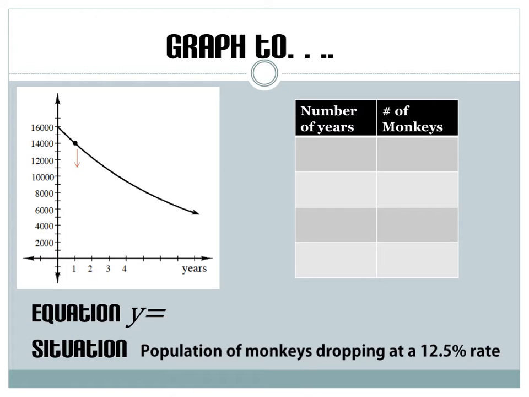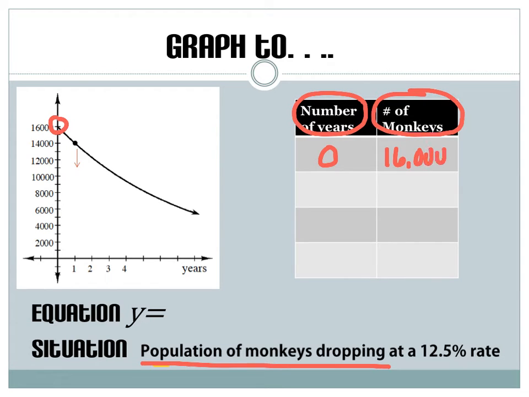Here with our graph, I decided that the situation was going to be that the population of monkeys was dropping at a certain rate, and I will talk about how I figured out that it was 12.5. So I decided that the situation was the number of years and the number of monkeys, and it starts out in year 0 at our y-intercept at 16,000, and then the first year was at 14,000. Now you can eyeball the curve, but what we're trying to find out is the multiplier, because this is exponential decay. It's showing that curve going down.